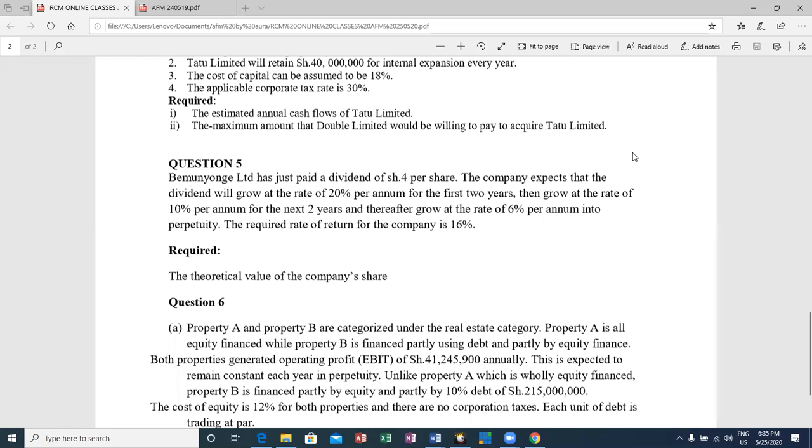Now, good students, there is something I would want you to understand very well. When it comes to valuation, you would need what we call the present value interest factor. For me to get the present value interest factor, I will need the cost of capital. Have they given us the cost of capital in this question? Yes, they have told us the cost of capital is 16%. The required rate of return is 16%.